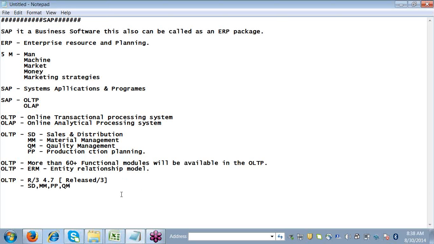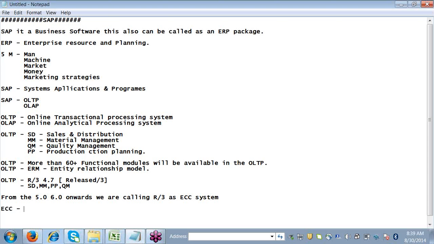In the earlier versions we called it R3, but from version 5.0 and 6.0 onwards, we are calling R3 the ECC system. What does ECC mean? ECC stands for Enterprise Central Component System. Okay, fine.